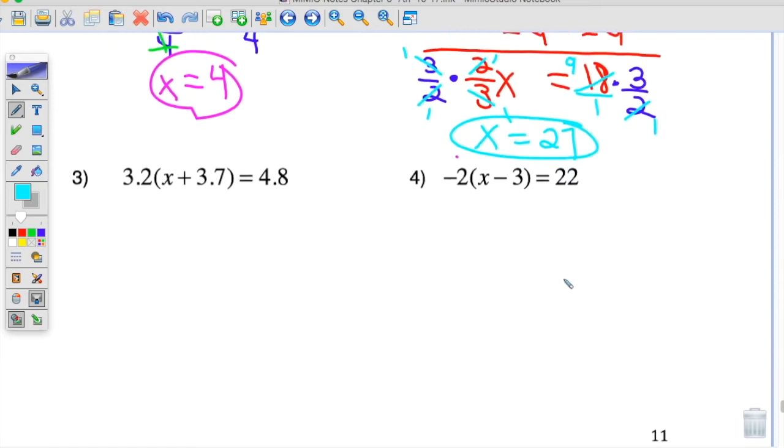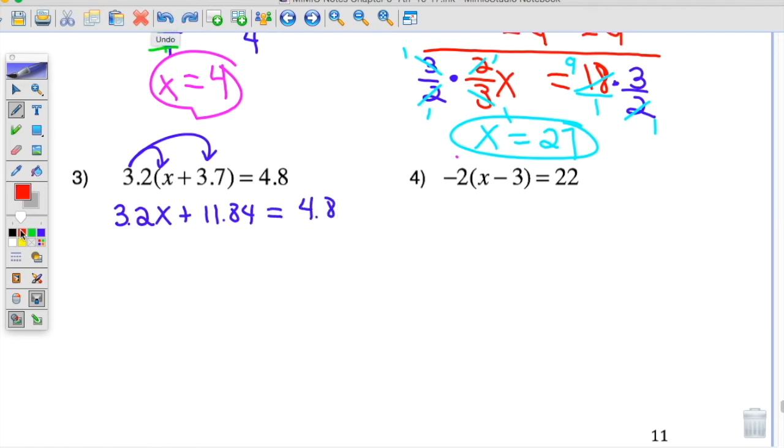Number 3, we have 3 and 2/10 times the sum of x plus 3 and 7/10 is equal to 4 and 8/10. You can use a calculator when you're dealing with your decimals. So we're going to distribute, and it's 3.2 times x, which is 3 and 2/10 x, plus, and when we distribute 3 and 2/10 times your 3 and 7/10, you get 11.84 is equal to 4.8.